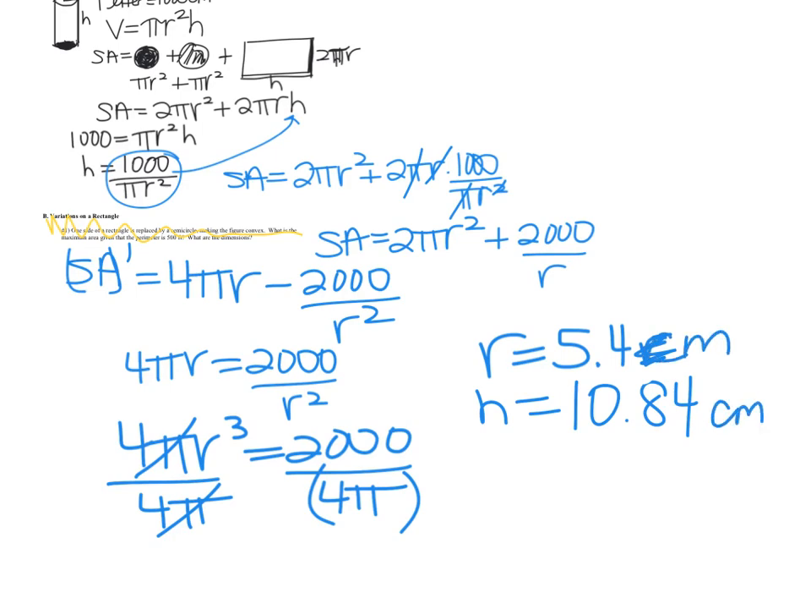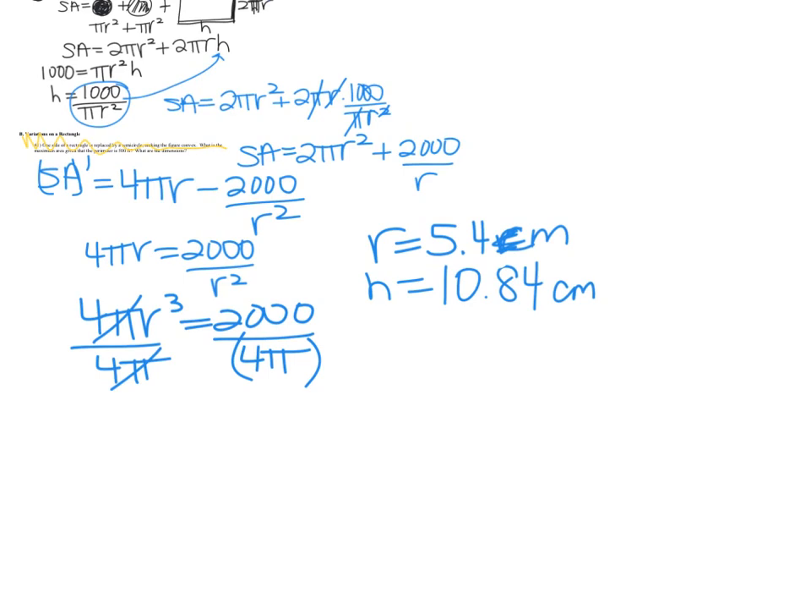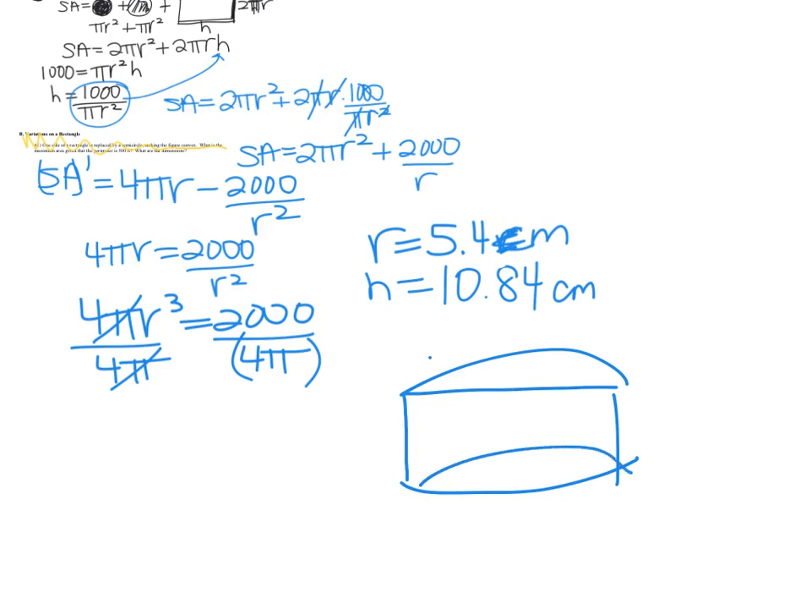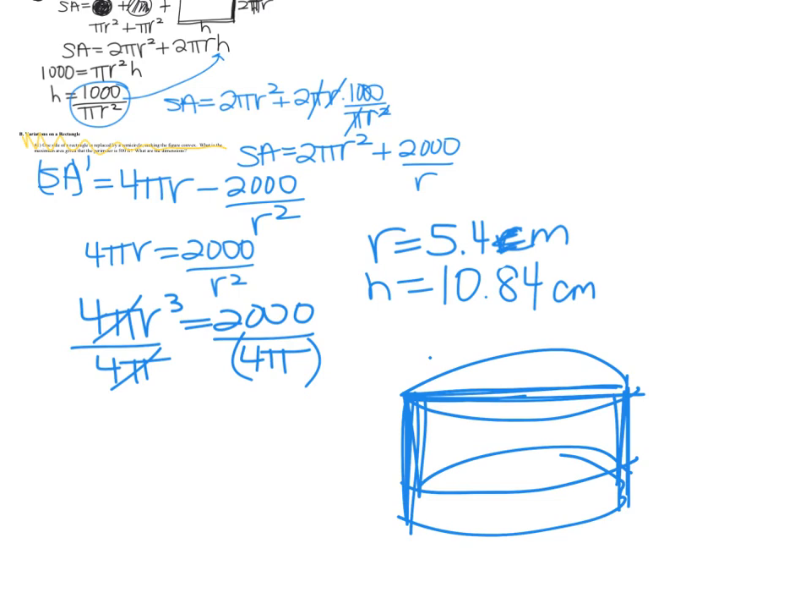Now let's look at this really quickly. Do you see how the height is twice as much as the radius? Is it always? Yeah, it happens that way a lot. So the diameter is 10.84 and the height is 10.84. It looks like you just made a tuna can or something, huh? You know what I mean? The height is the same as here. It's like a square cylinder. That's really bad. Okay. Anyways, that would be your answer.